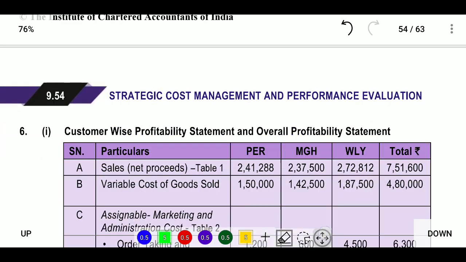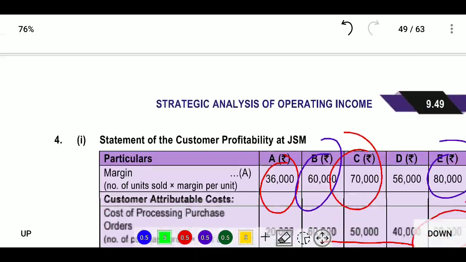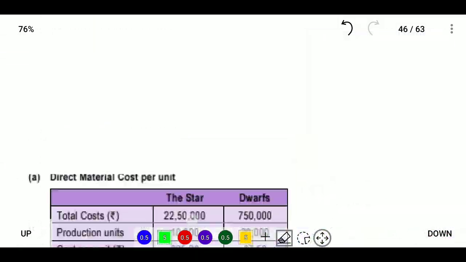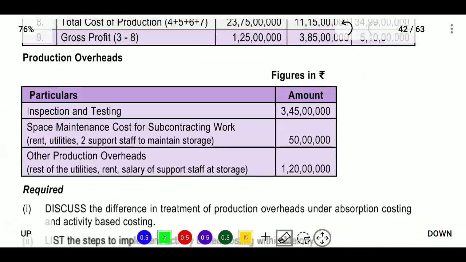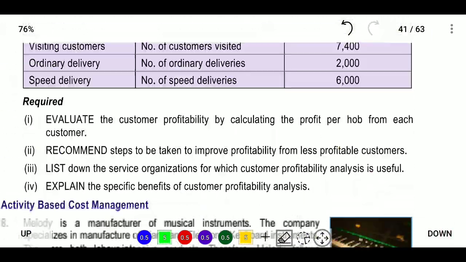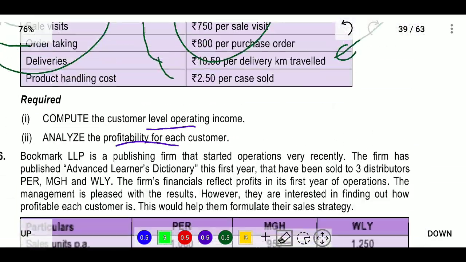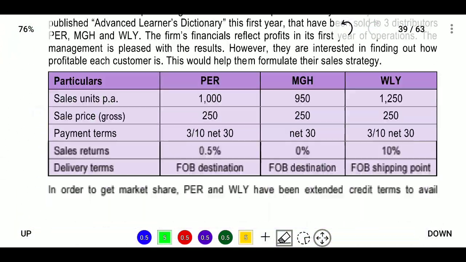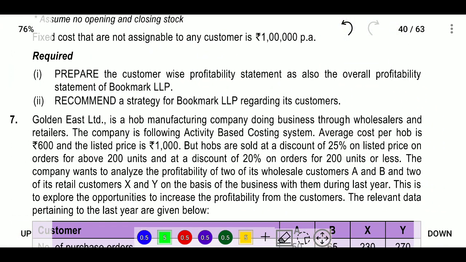This is question number 5. And now we see question number 6. What is there in question number 6? For question number 6, first we will see what the requirement is.